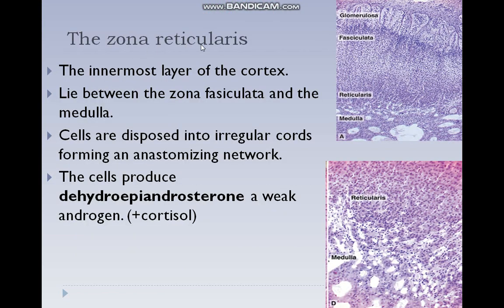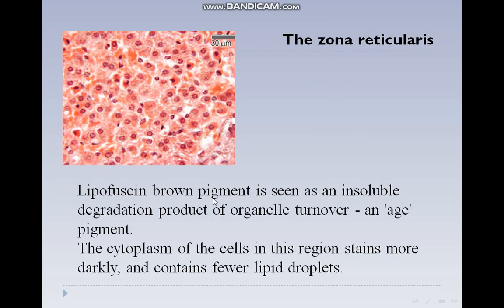The innermost zone of the cortex, which is zona reticularis, is found near the medullary region. The cells are arranged in the form of anastomosing irregular cords. Their major secretory activity is to produce a weak androgen, which is dehydroepiandrosterone. This zone can show a certain type of pigment called lipofuscin granules, a pigment that appears upon aging, so it's called aging pigment, and it also contains some lipid droplets.